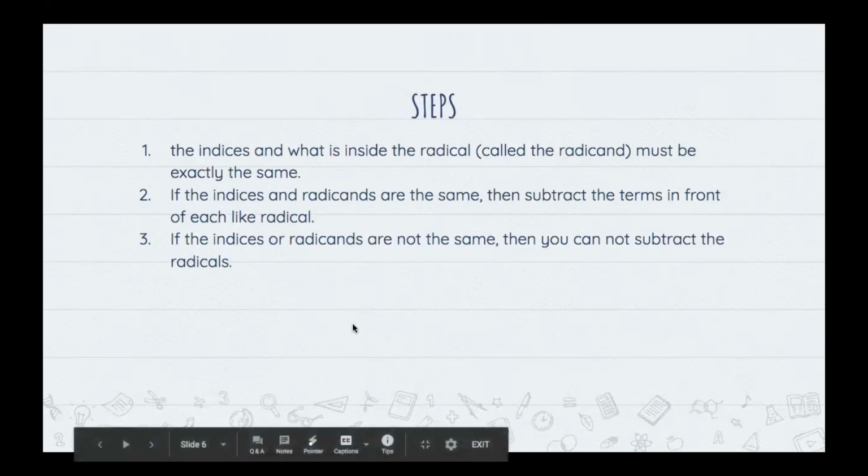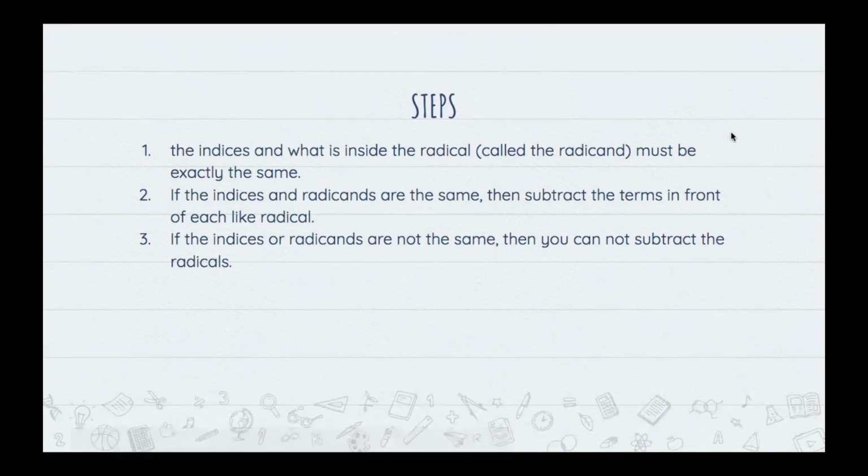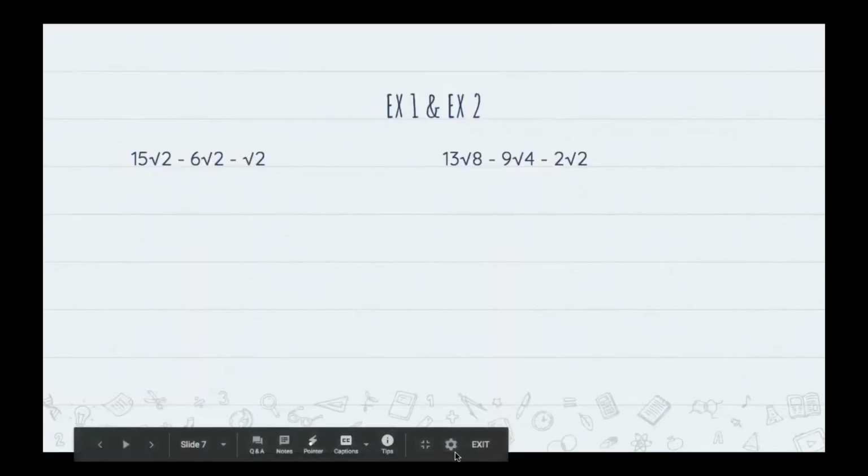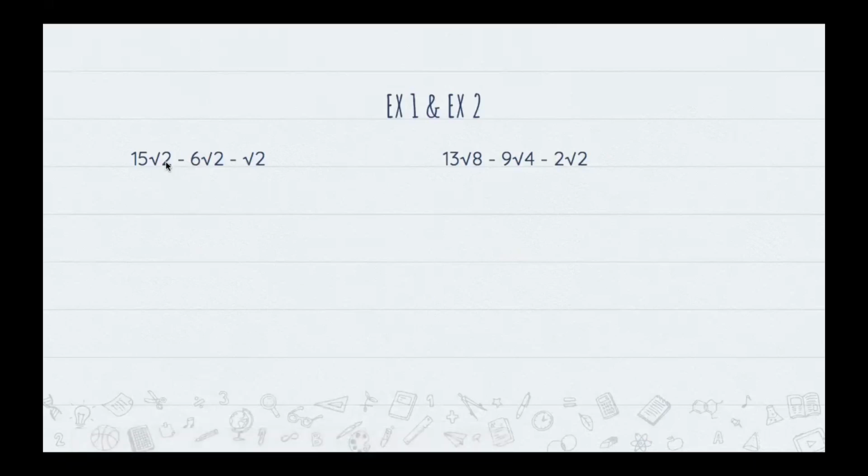Okay, now that you learned how to do addition, subtraction is basically the same thing except you're subtracting. So let's do the first problem together. As you can see, the radicands, which are the numbers inside the radicals, are all the same. So you can just subtract the whole numbers outside of it. So it's basically 15 minus 6 minus 1. So let's write that out.